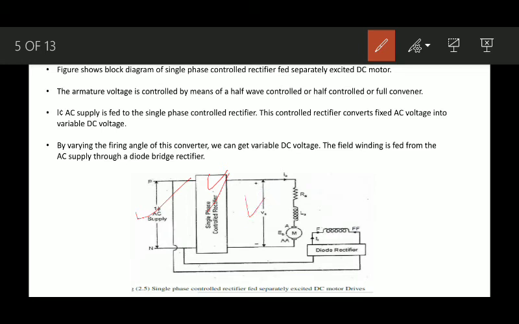That output voltage will drop across this motor. The motor consists of back EMF EB, armature resistance and armature inductance. So that voltage will come across this circuit, and this DC machine is separately excited by the same AC voltage given to the rectifier.